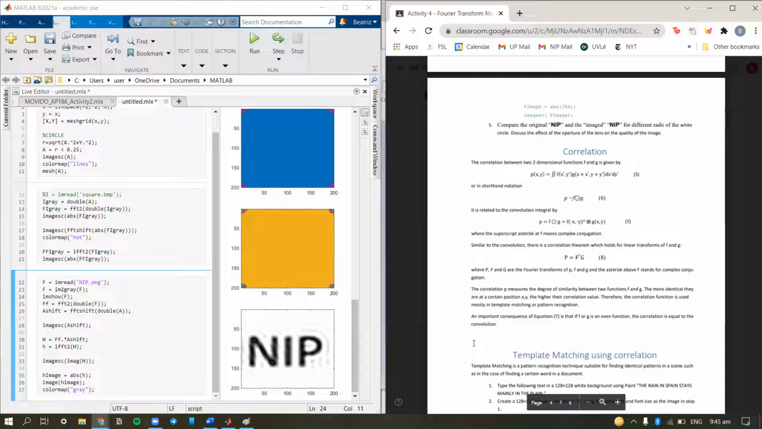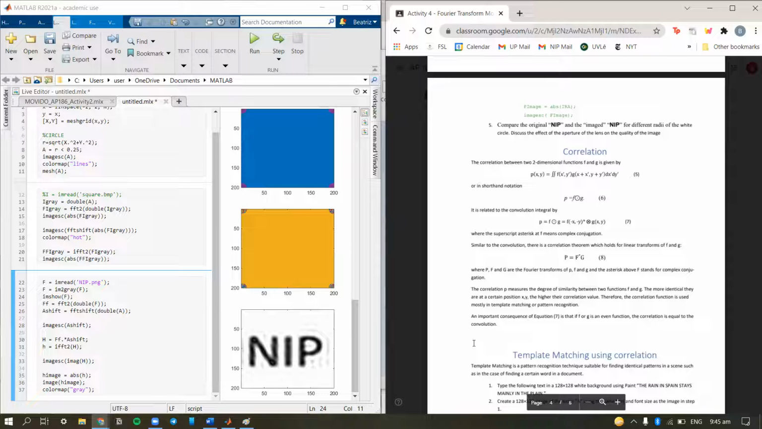Okay, guys. The next application ng Fourier transform is in correlation. In correlation, have a look at equation 5. Halos pareho lang siya ng convolution. Maliban na lamang na naging plus yung minus sign kanina. No? Halos pareho lang sila actually kung symmetric yung image.